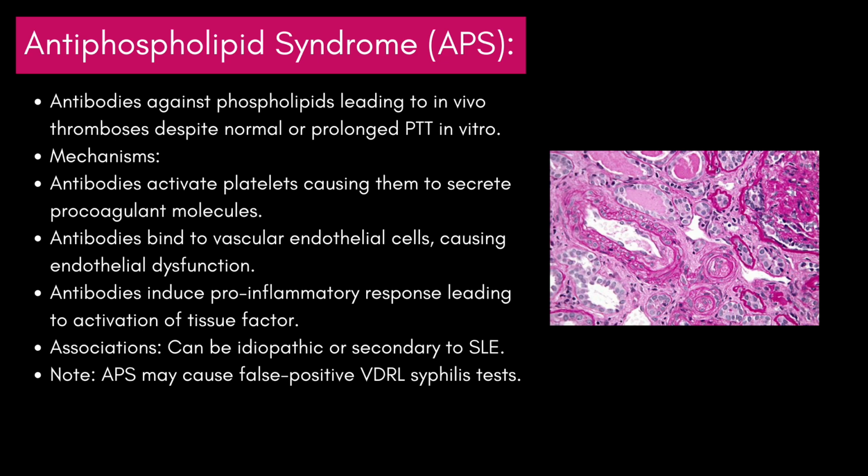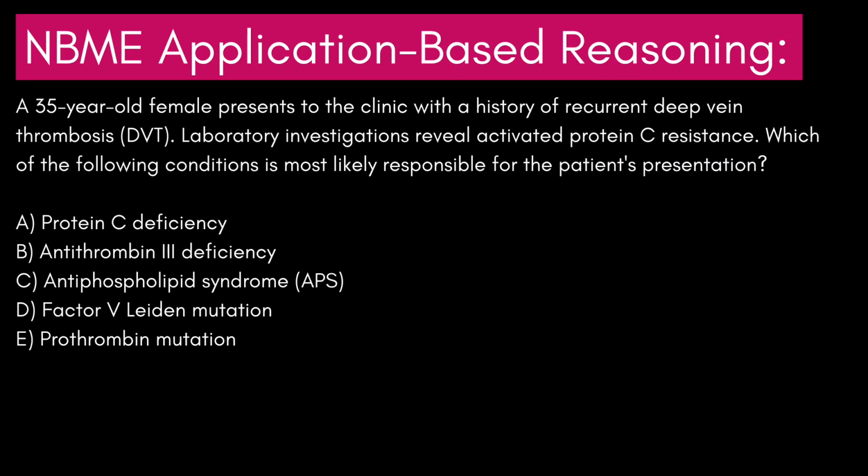All right, guys, now that we have covered all of the content, let's go ahead and take a look at some questions to review the knowledge you have gained so far. A 35-year-old female presents to the clinic with a history of recurrent deep vein thrombosis, DVT. Laboratory investigations reveal activated protein C resistance. Which of the following conditions is most likely responsible for the patient's presentation?